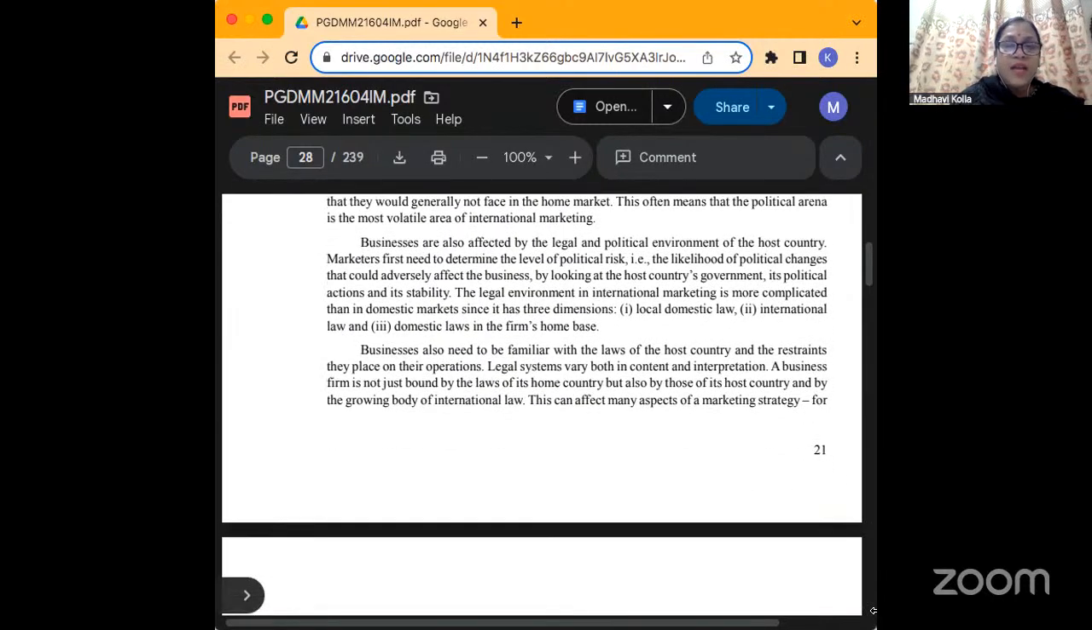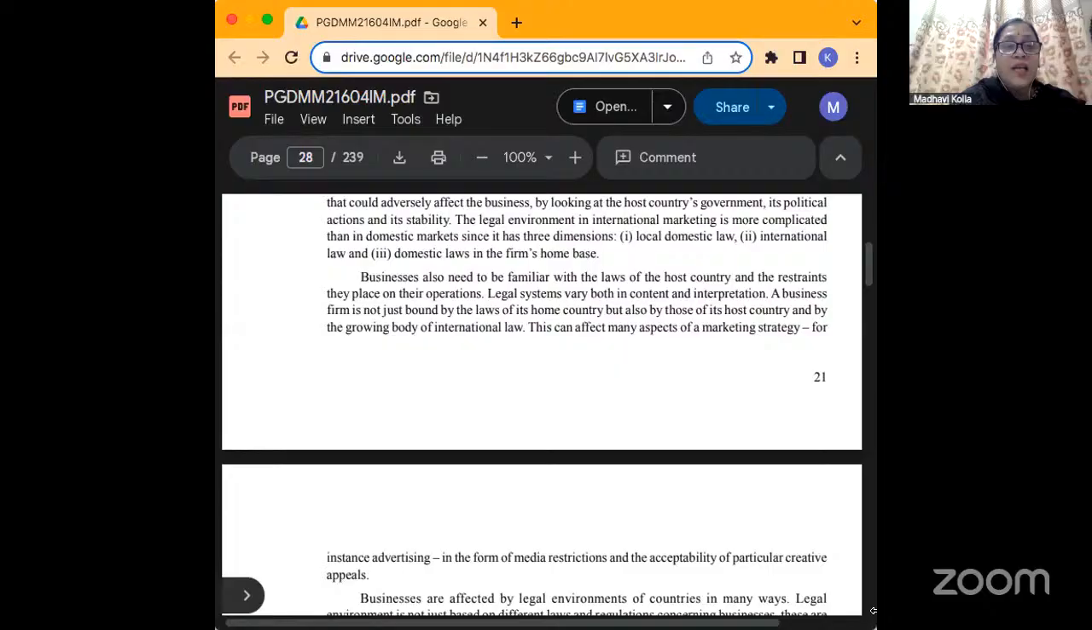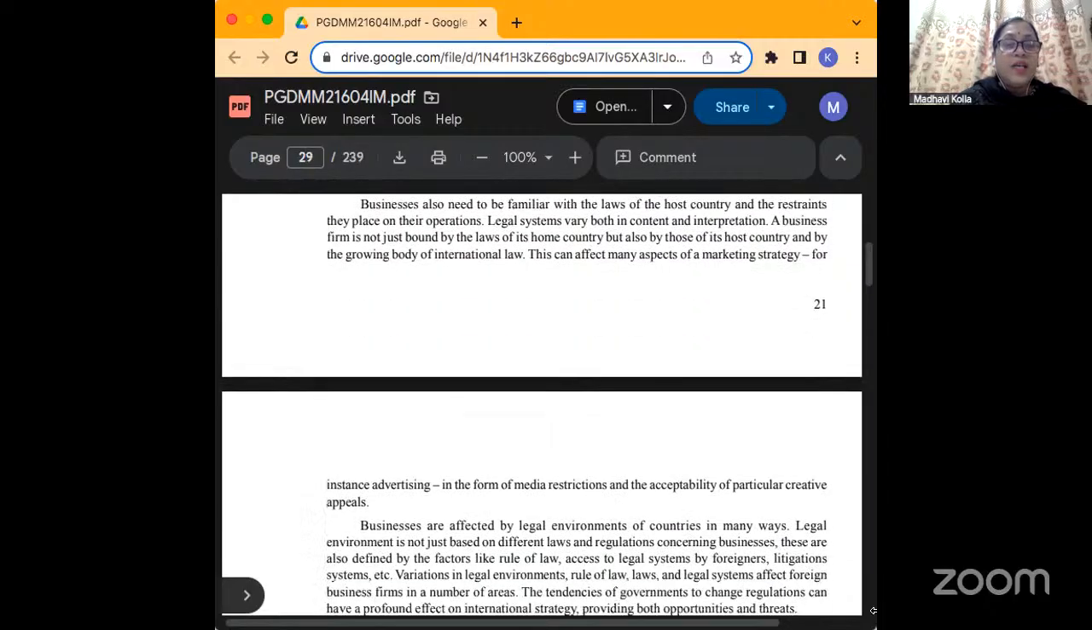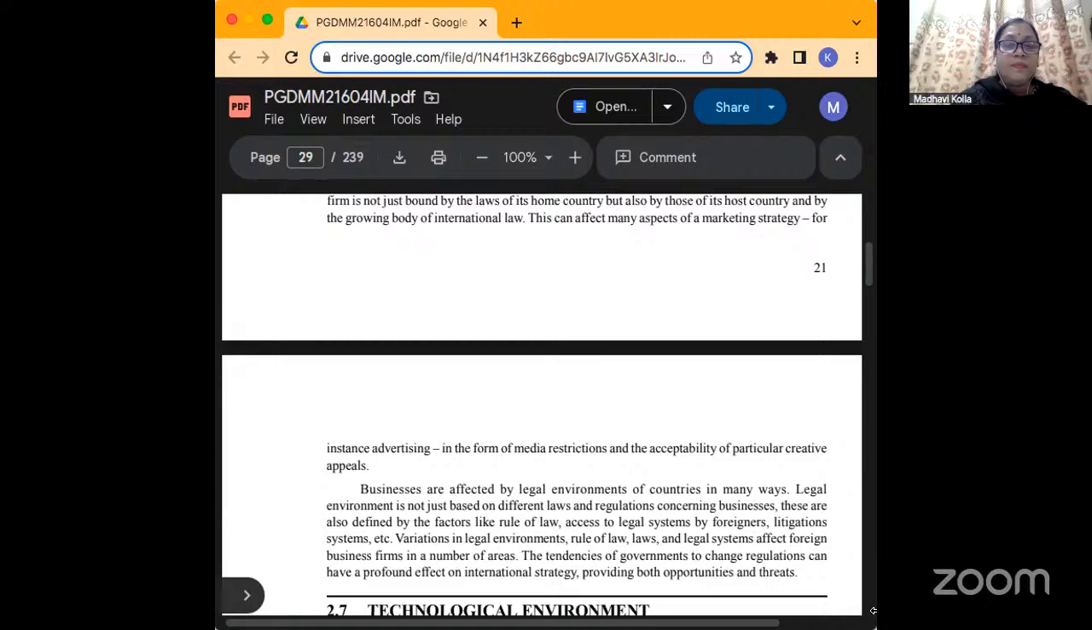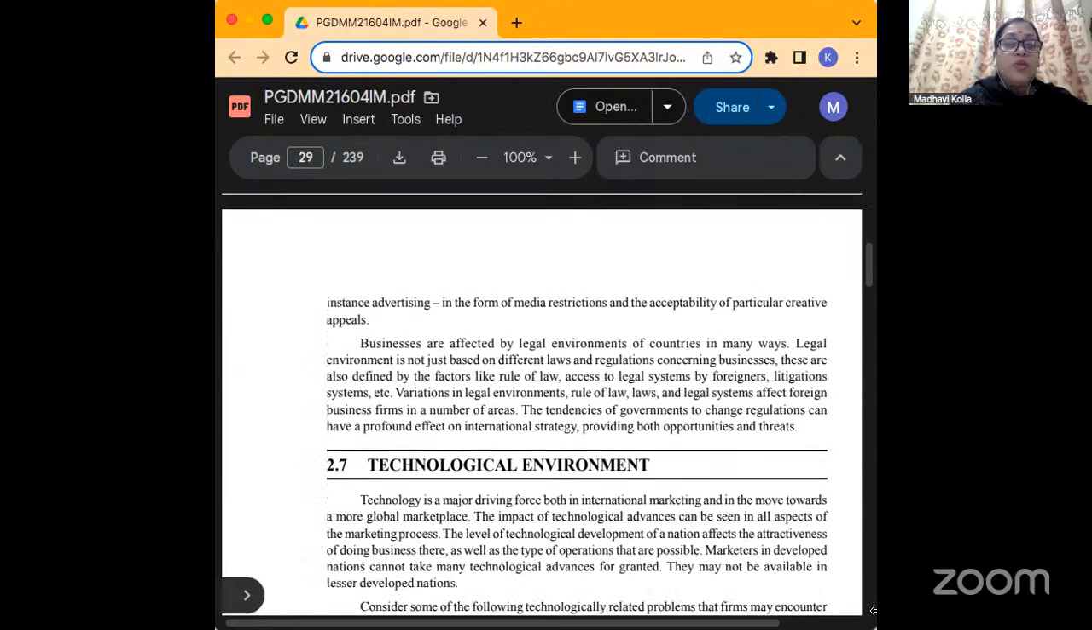At the same time, business also needs to understand the laws of the host country and the laws of the home country, and how the twain shall meet. Unless both are in tandem, both work together, a company cannot start its business internationally and hope to succeed in the long run. So their operations have to be considered in a lot of detail. Businesses are also affected in terms of the legal environment. That is, what is the law? What are the different laws and regulations? How is it operating within your own country?